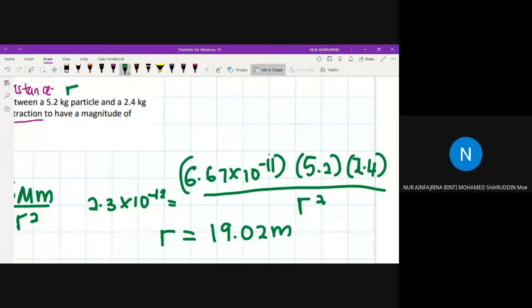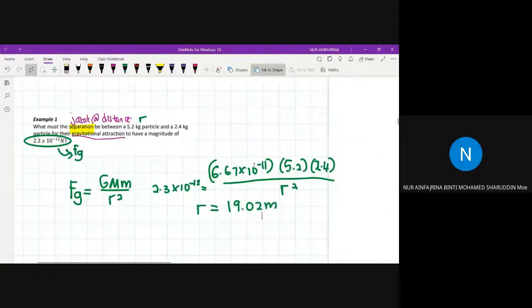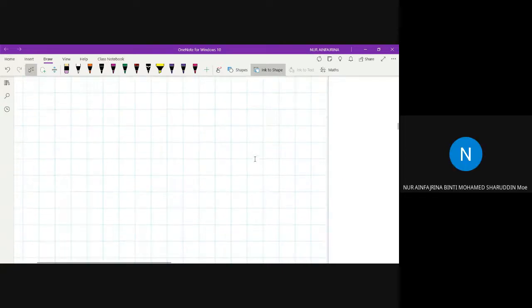19.02 meter. Okay, boleh? Boleh, Miss. Boleh ya? Alright. Okay, boleh Miss proceed? Semua orang dapat? Korang boleh semak ya jawapan korang? Dapat. Dapat. Okay, now kita proceed.